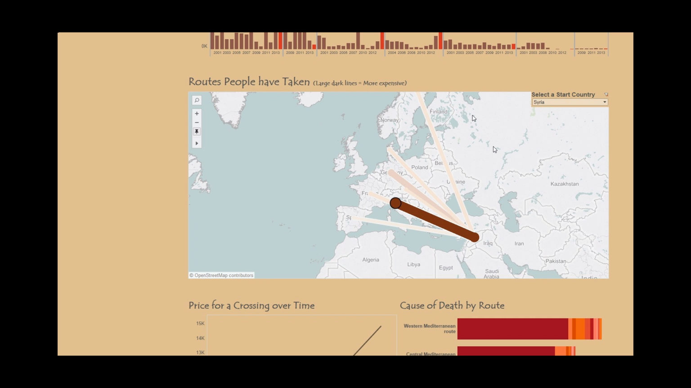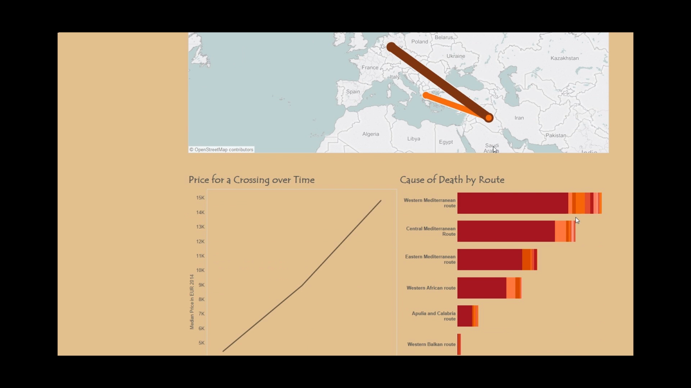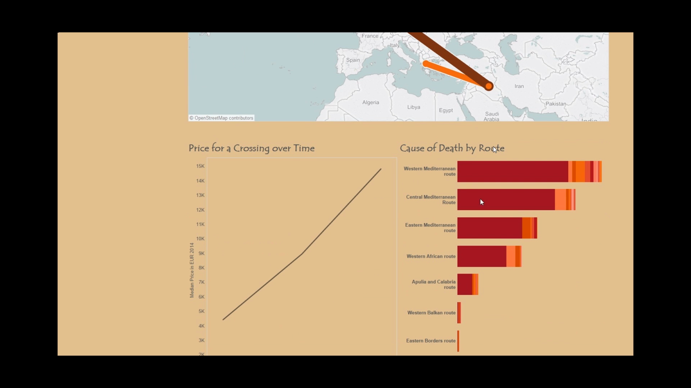Then you can change it to, I don't know, Iraq, and you can see it's a massive fat one to Germany. So that just gives you some historical data. And you can see the average price of a crossing in general has gone up massively over time, presumably because demand has been quite high. So the smugglers have been like, we can charge a bit more, because people are so desperate to get over to Europe.